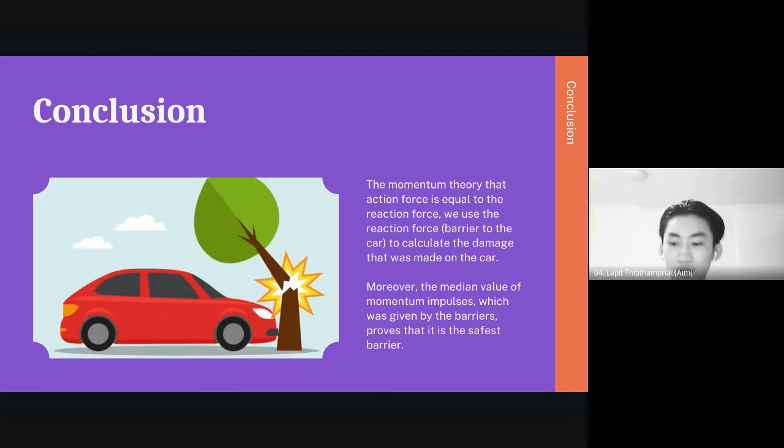Because of the momentum theory that action force is equal to the reaction force, we use the reaction force of the barrier on the car to calculate the damage that was made on the car. Moreover, the median value of momentum impulse, which was given by the barriers, proves which is the stiffest barrier.